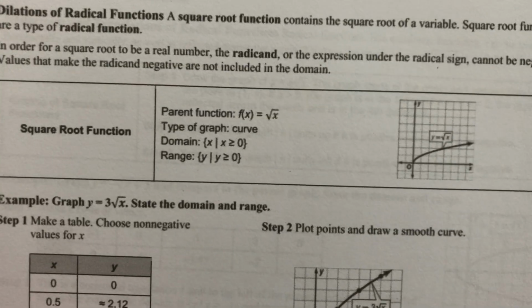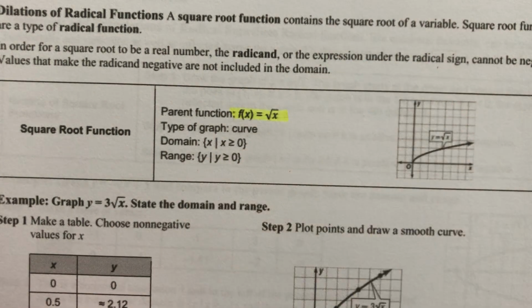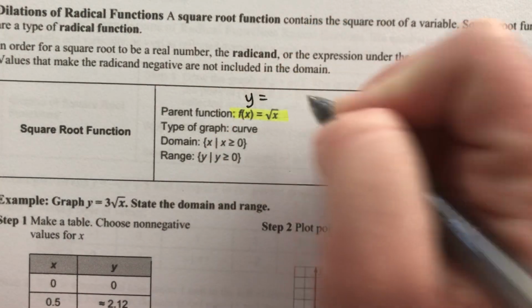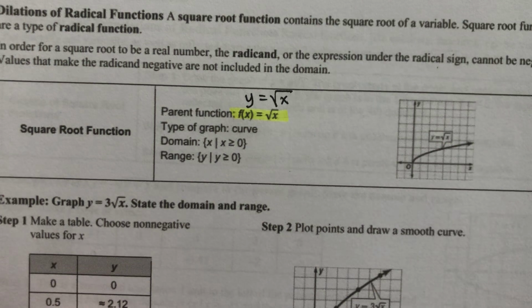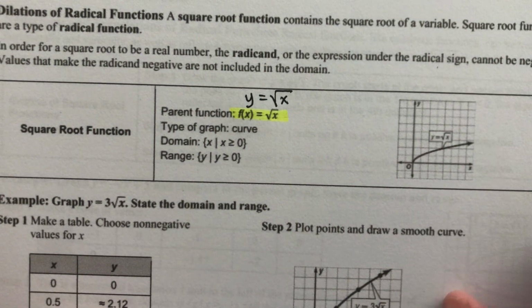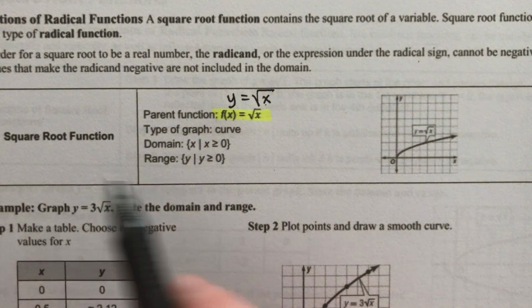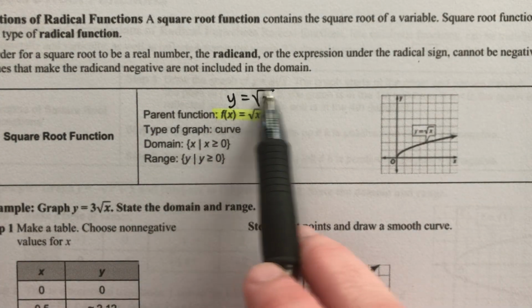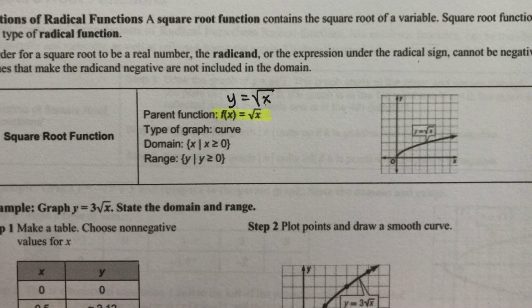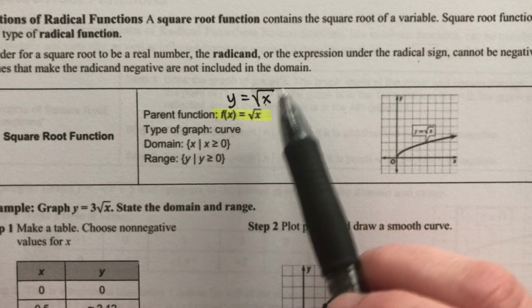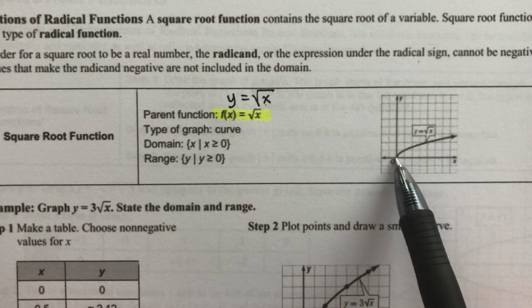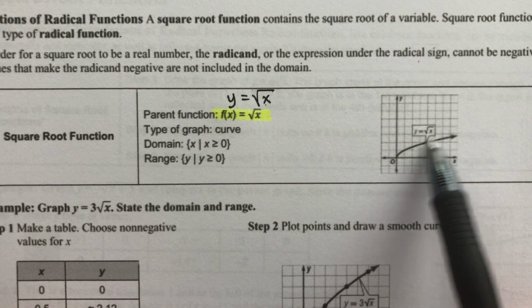All right, so here's our parent function. Let me highlight that. And remember, f of x is just function notation for y. It's the same thing as saying y equals the square root of x. So basically, we're going to start filling out charts to graph these functions. This is a radical or a square root function because the variable is underneath the square root sign. So it's not just x, and it's not x squared, it's the square root of x. Okay, so that's the parent function, and when we graph it, it's going to look like that.